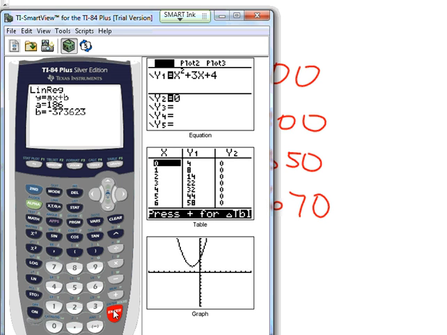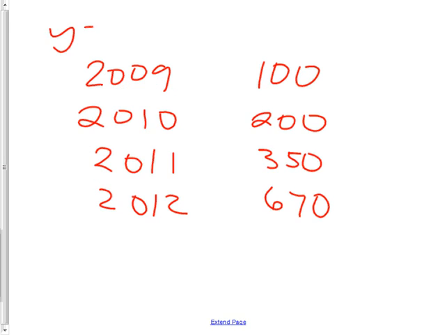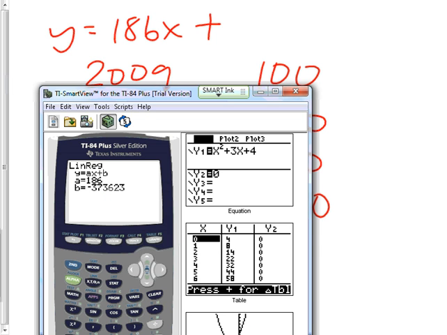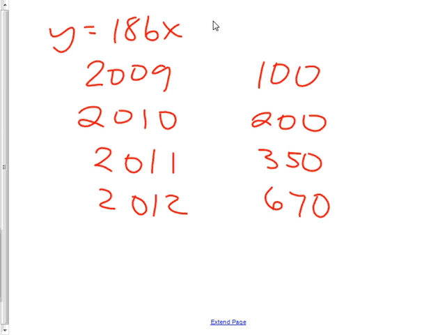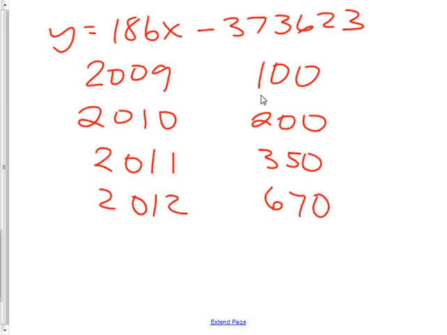Cool. So now, I'm going to put this up on the board here. Y equals 186x minus 373623. Okay. Now, my data is a little bit messed up because this data is not making a straight line.